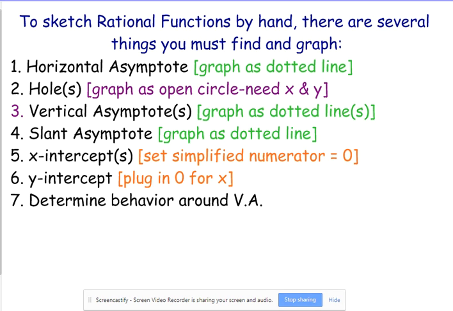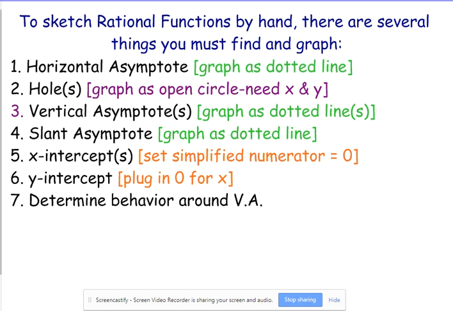Number one, the horizontal asymptote. We graph that as a dotted line, a horizontal dotted line. Our holes, we graph those as an open circle, and that's why I've been having you find the x and the y, because we have to put where that point actually would be. Our vertical asymptotes are dotted lines, they're just vertical. The slant asymptote, the same thing. We want to graph that as a dotted line.